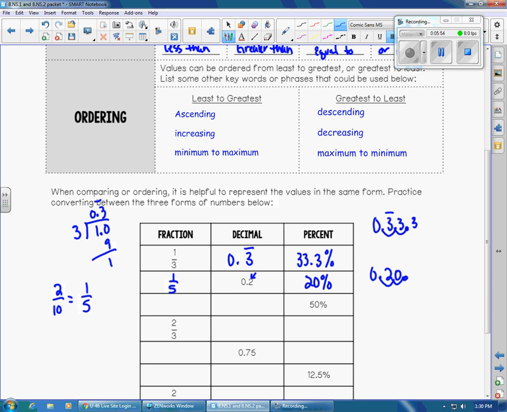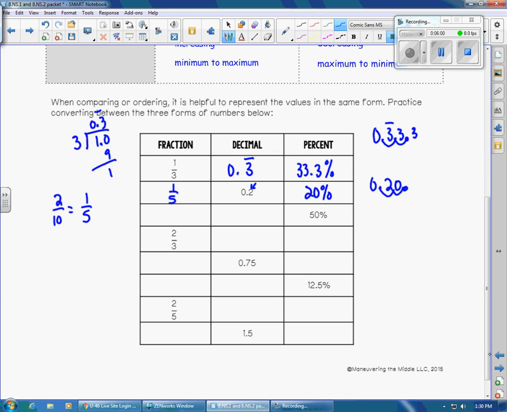Go ahead and fill out the rest of this chart and then come back and check your answers. So pause the video here and fill out the rest of this chart. Obviously here, 50%, you're going to do your decimal and your fraction. Same thing with the rest of these.